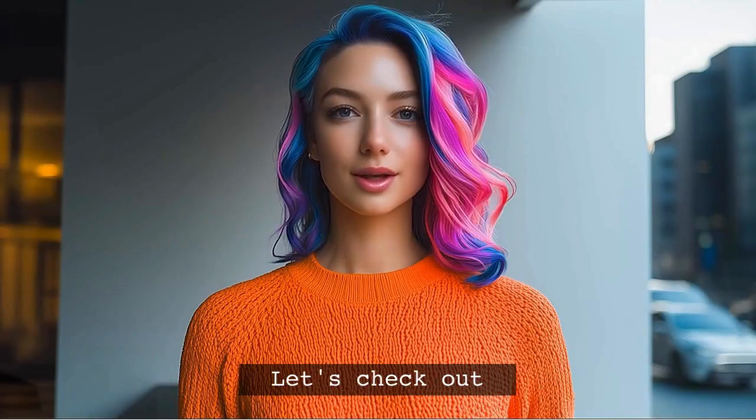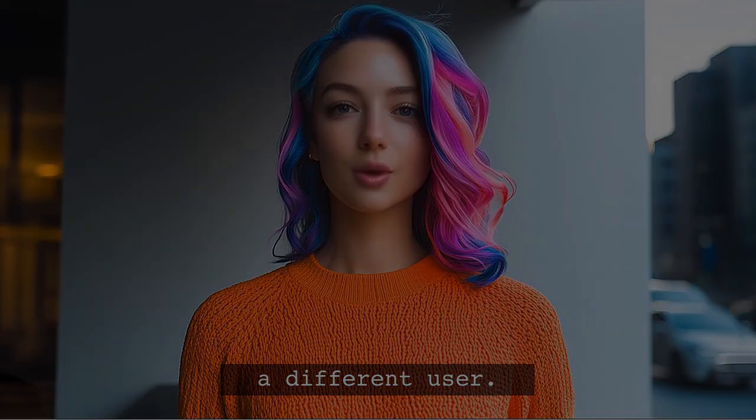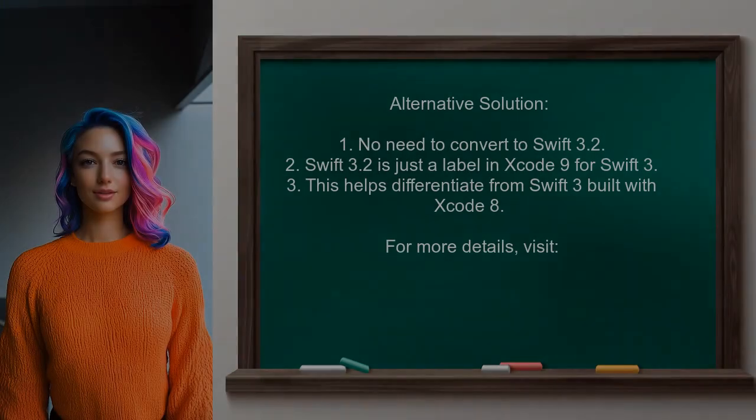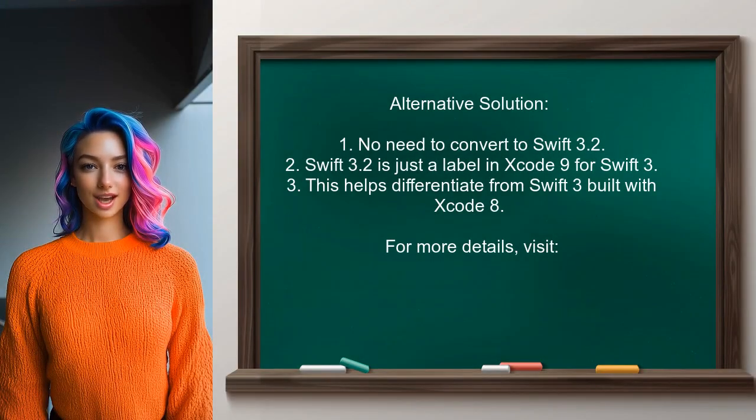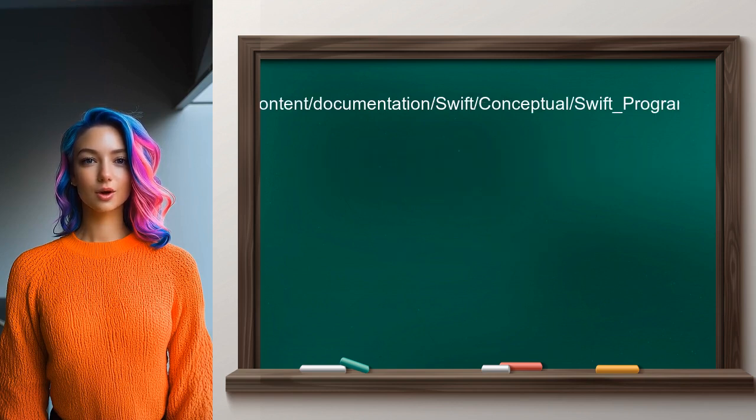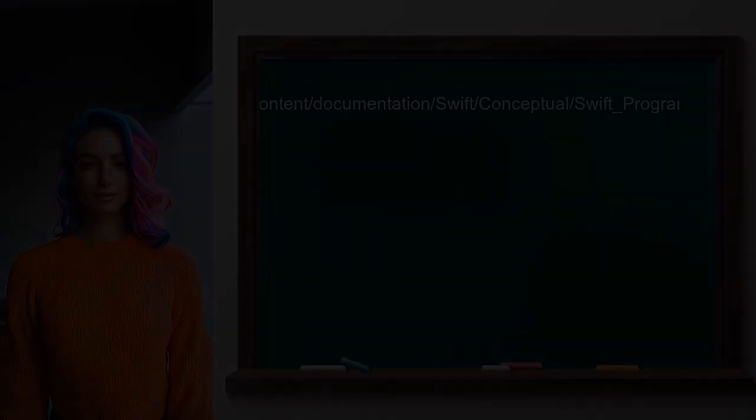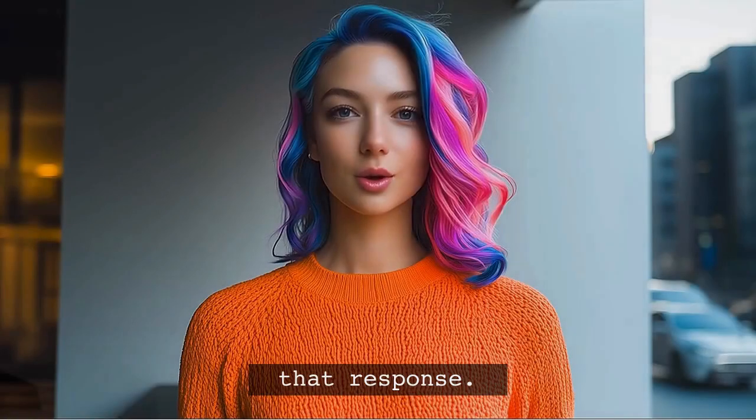Let's check out another perspective from a different user. According to another user, you don't actually need to convert your code to Swift 3.2. They explain that Swift 3.2 is not a separate version, but rather how Xcode 9 refers to Swift 3. This distinction helps differentiate between Swift 3 built with Xcode 8 and the one used in Xcode 9. That's it for that response.